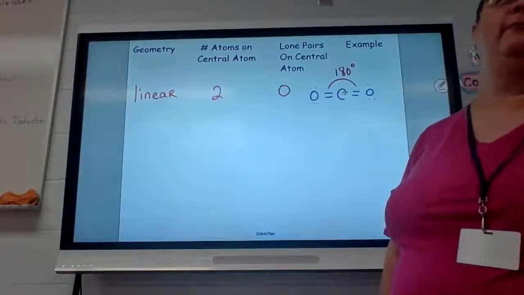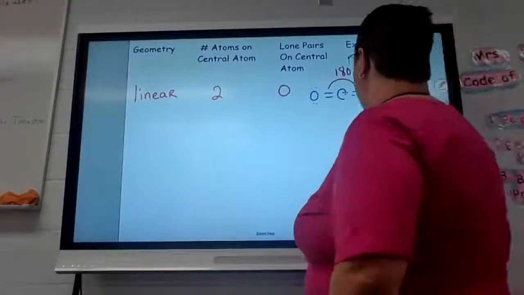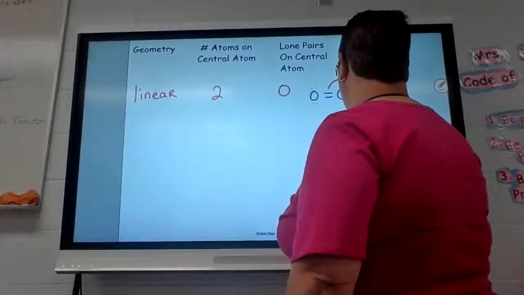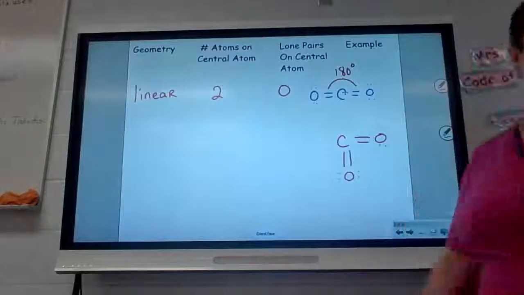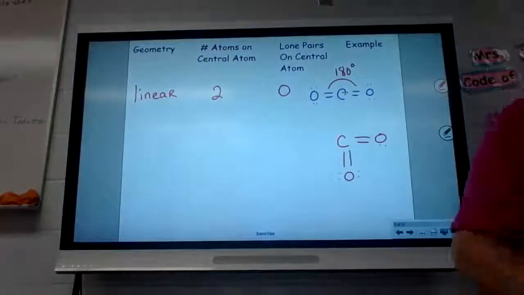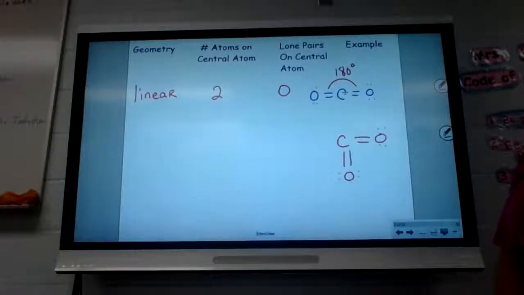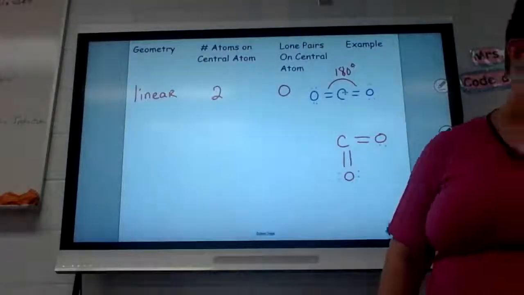You were talking about how it doesn't matter where you put the O's. Right. So let's say that Michaela drew hers like this. You can draw it like that all day long, but you got to know that because it has 2 O's and no lone pairs, in all reality it looks like this. You with me?